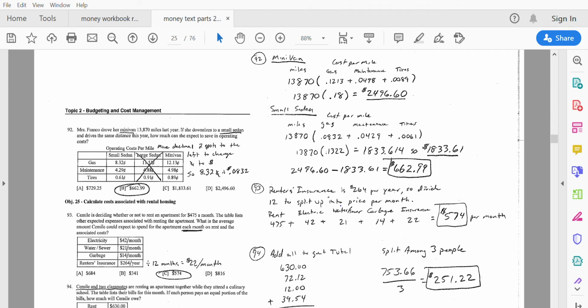And now the question was, how much does she save? Okay, so if we take the one price minus the other price, that's how much she's going to save. Because how much more is one than the other? So it's $662.99. Okay, so that's objective 24. Some kind of different things in there.